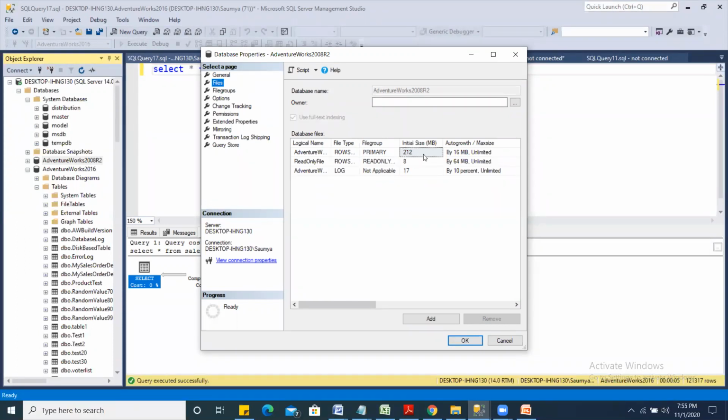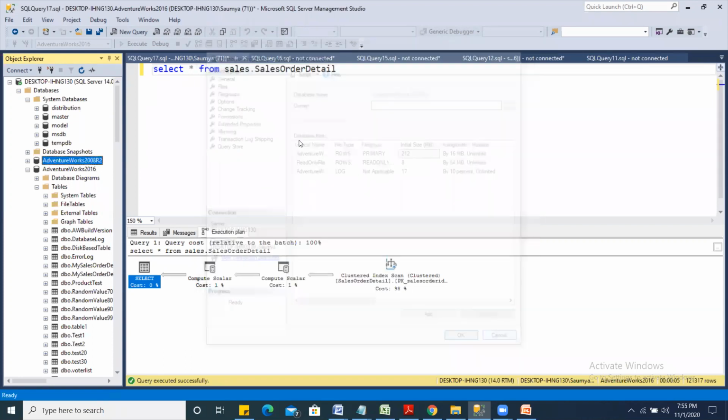So storage allocation is one of the major tasks of a storage engine. And when your database auto grows, if you have enabled auto growth, whatever MBs you have specified are converted into extents, and those extents are assigned to the database by the storage engine. That is another task.